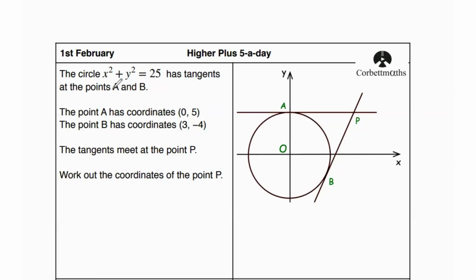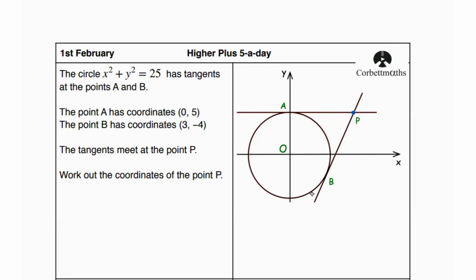The question says that the circle x squared plus y squared equals 25 has tangents at the point A and B. The point A has coordinates 0, 5, point B has the coordinates 3, negative 4. The tangents meet at the point P. Work out the coordinates of the point P. So they have this intersection point, which is P.